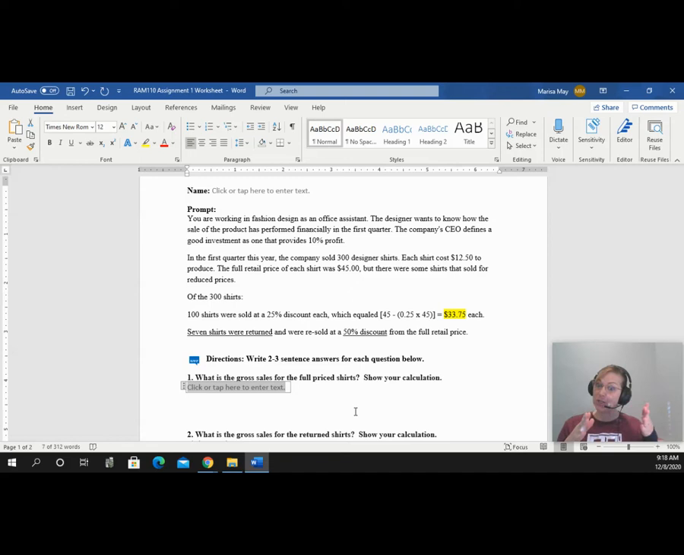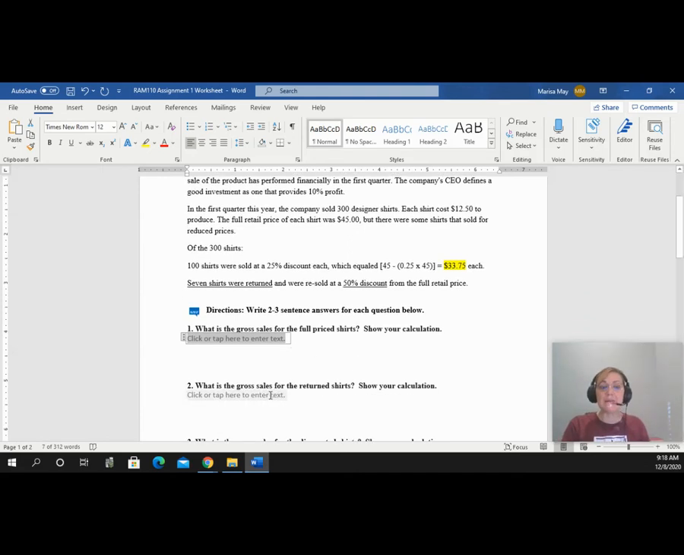Now, to show your calculations, I literally want you to type 200 times whatever the full retail price is, and equals. And then watch the directions here. You showed your calculations, but you want to write at least 2 sentences here. Talk a little bit about how we do this, what's the process, things like that.